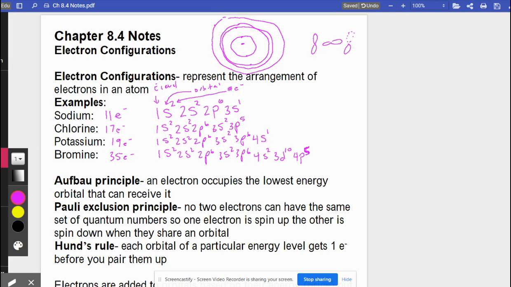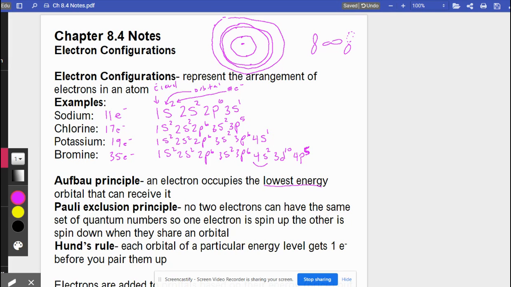All right, so the Aufbau principle tells us that an electron occupies the lowest energy orbital that can receive it. And that's the reason that it's going to fill up the 4s before the 3d, because it's the lowest energy. It's not necessarily the closest to the nucleus, but it has lower energy than this 3d. Okay, so whichever one is lowest energy, it will fill that first.